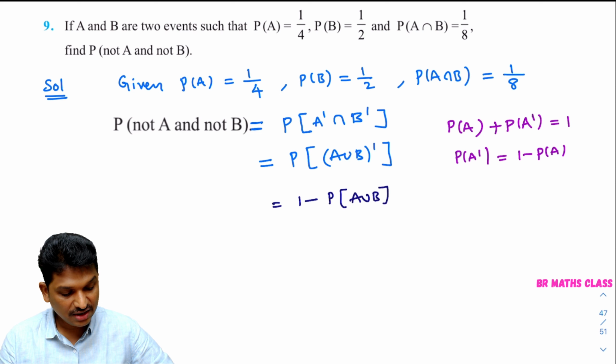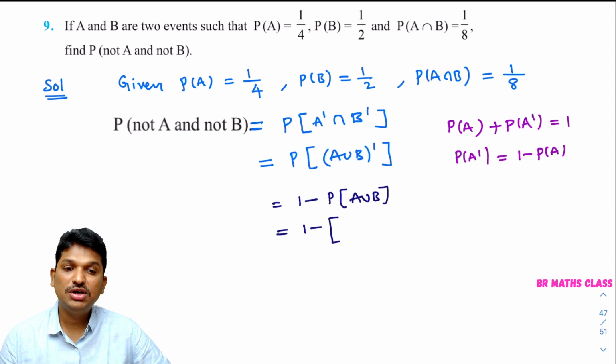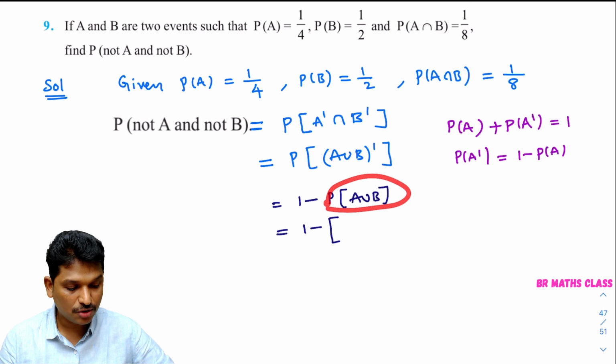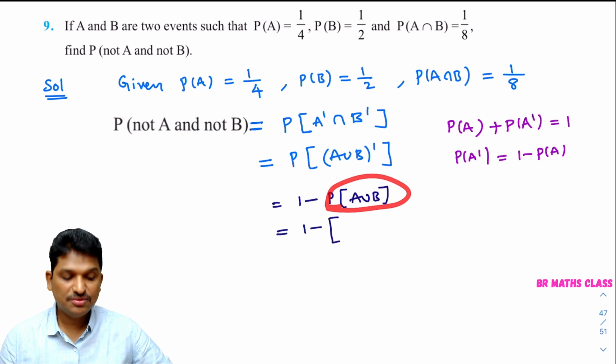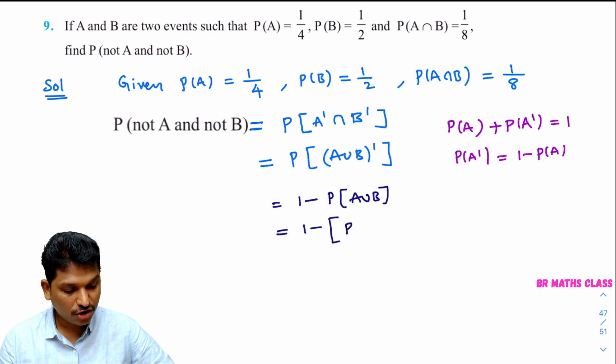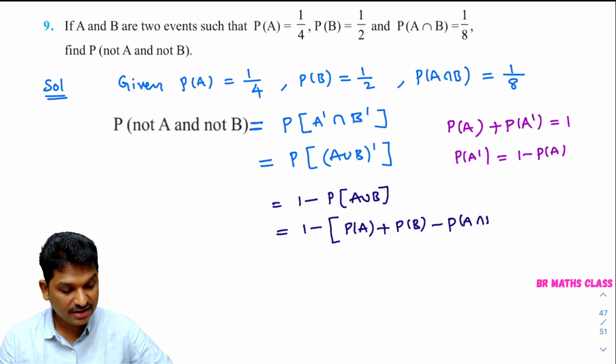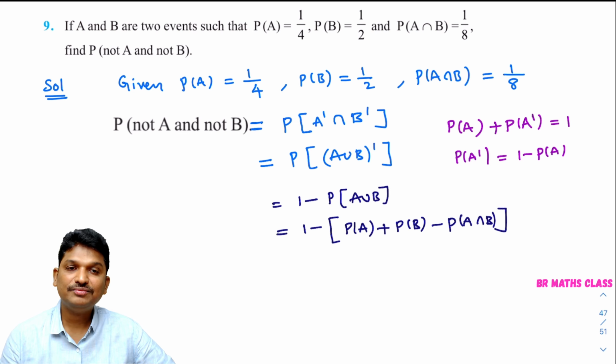Okay, this equals, in class 11, addition theorem on probability we learned. We know the formula for probability of A union B. What is the probability of A union B formula? The formula is probability of A plus probability of B minus probability of A intersection B. This is the formula, right?